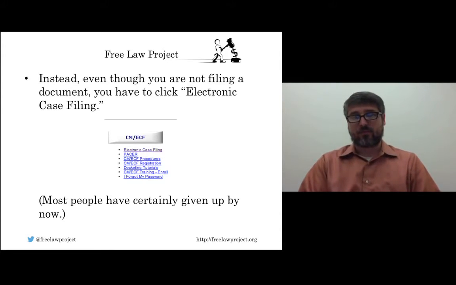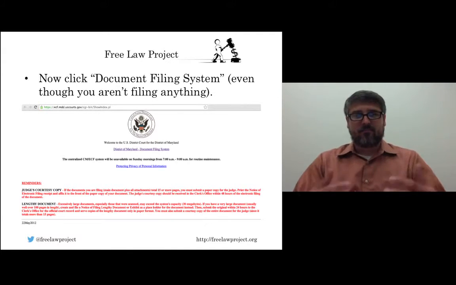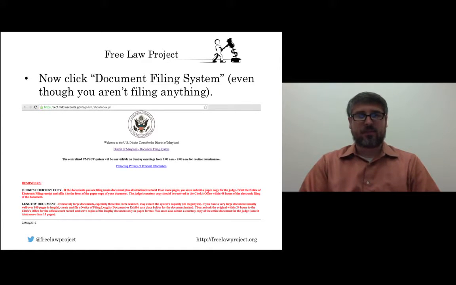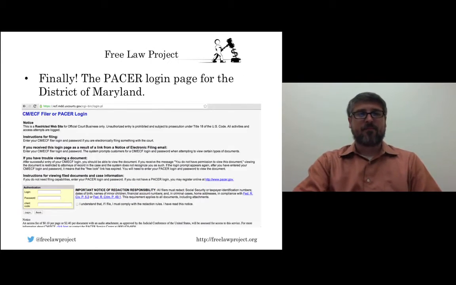Now, remember, this was supposed to be an average person looking for a court opinion, a non-lawyer member of the public. I don't think anybody would do this, but let's see what would happen. If you did click on the electronic filing link, it would take you to this page, which again doesn't give you a lot of options. So suppose you click on the only thing other than protecting privacy, the document filing system link. Again, you're not filing anything, but suppose you click that, you would finally make it to the PACER login page for the District Court for the District of Maryland.